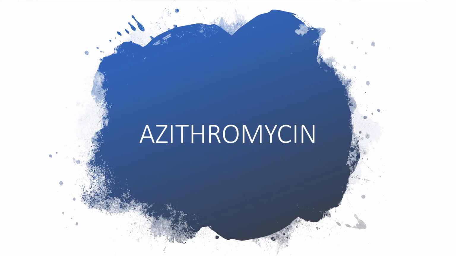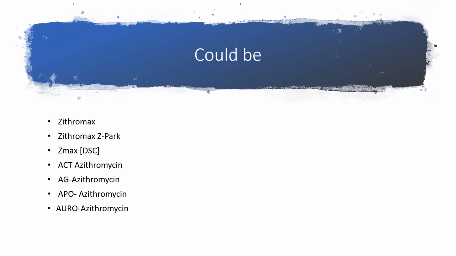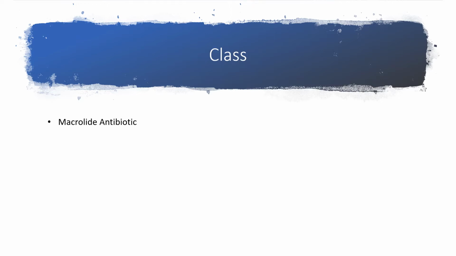I'll be talking about azithromycin. Azithromycin could come under different brand names: Zithromax, Zithromax Z-Pack, Zmax, ACT azithromycin, AG azithromycin, APO azithromycin, oral azithromycin, and so on. Azithromycin belongs to the class of medications known as macrolide antibiotics.